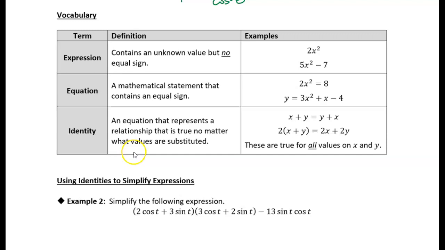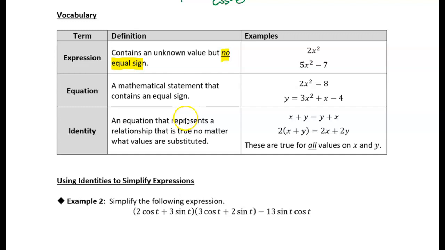All right, so before we move on to example 2, let's define some vocabulary. Since the title of this section is Identities, Expressions, and Equations, we should probably define what those terms mean. An expression contains an unknown value, but no equal sign. An expression would be something like 2x squared, or 5x squared minus 7. There's no equal sign. That's the key thing here.